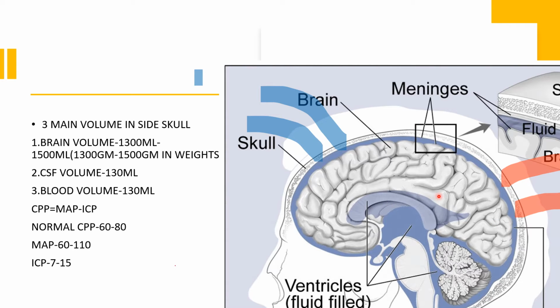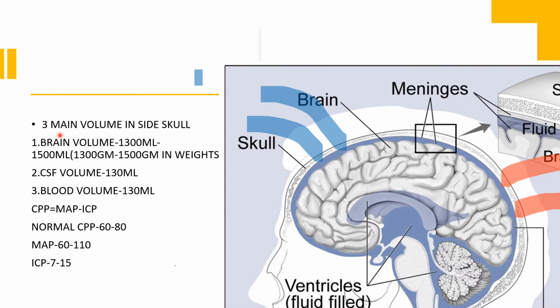Everybody knows that the CSF is produced in the choroid plexus. Then it circulates through the lateral ventricles, the third ventricle, and the fourth ventricle, and then it goes down to the spinal cord. Then it comes back to the brain. Then it is absorbed in the dural sinuses, and then it joins the venous circulation.